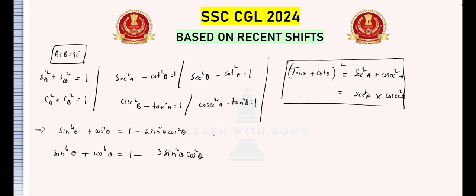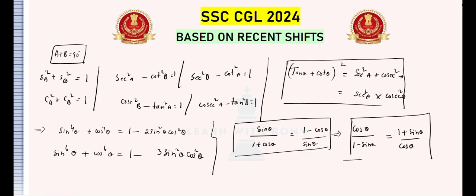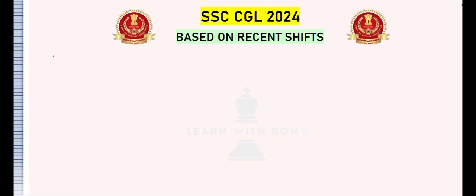And mainly recently they asked, based on this formula, sin theta divided by 1 plus cos theta equals 1 minus cos theta divided by sin theta. Okay. Try to remember this formula. And one more thing, same formula like cos theta divided by 1 minus sin theta equals 1 plus sin theta divided by cos theta. So try to remember this formula also. And recently they asked heights and distances.